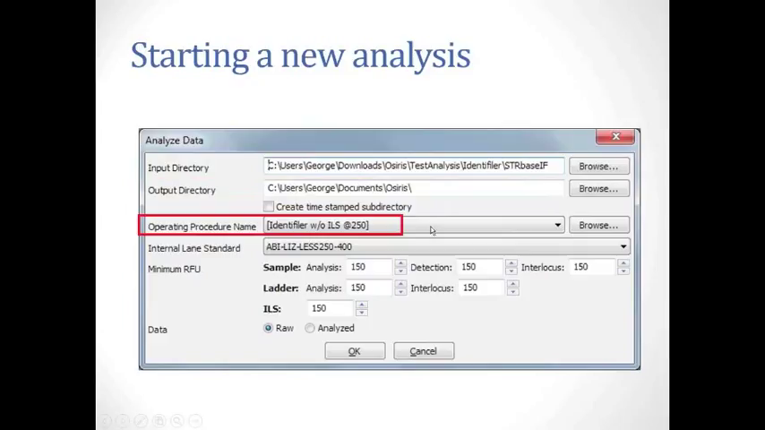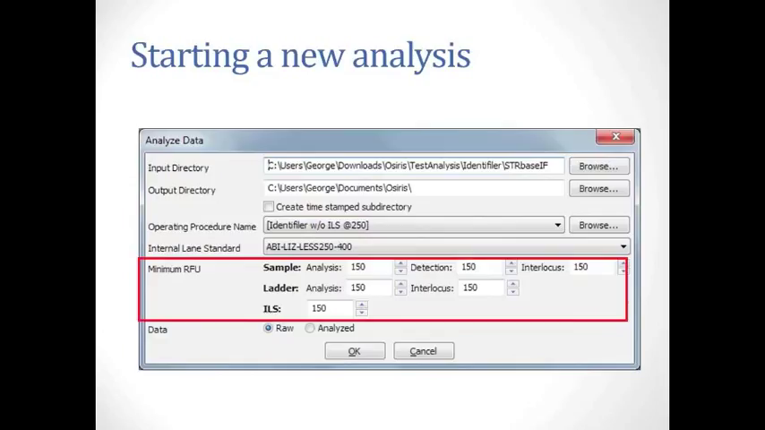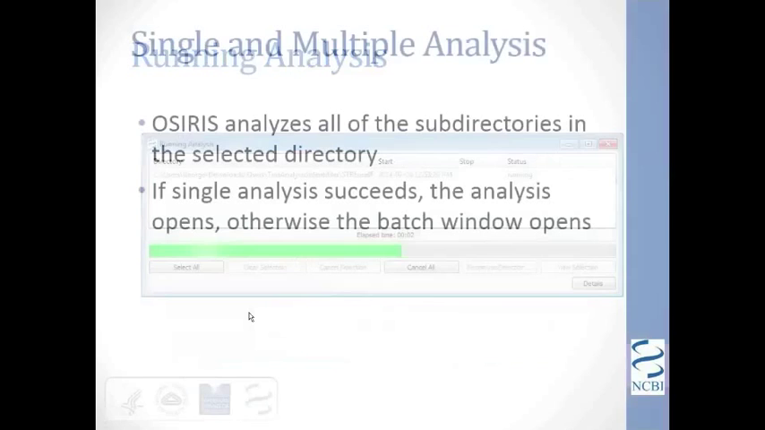The operating procedure is what we call the lab settings for a particular kit definition. Choose your internal lane standard. And then if these are not grayed out, you can actually modify the analysis threshold and the ladder and ILS thresholds as well. Finally, you press OK. Your analysis runs.